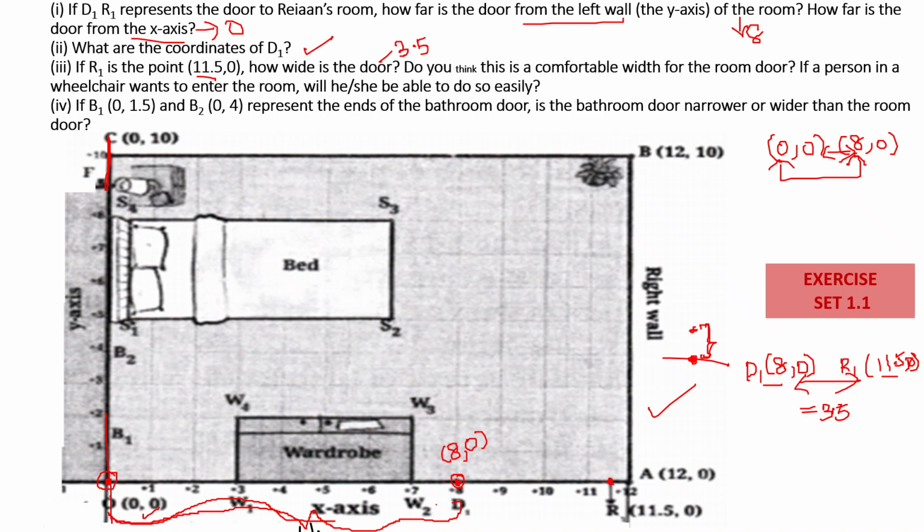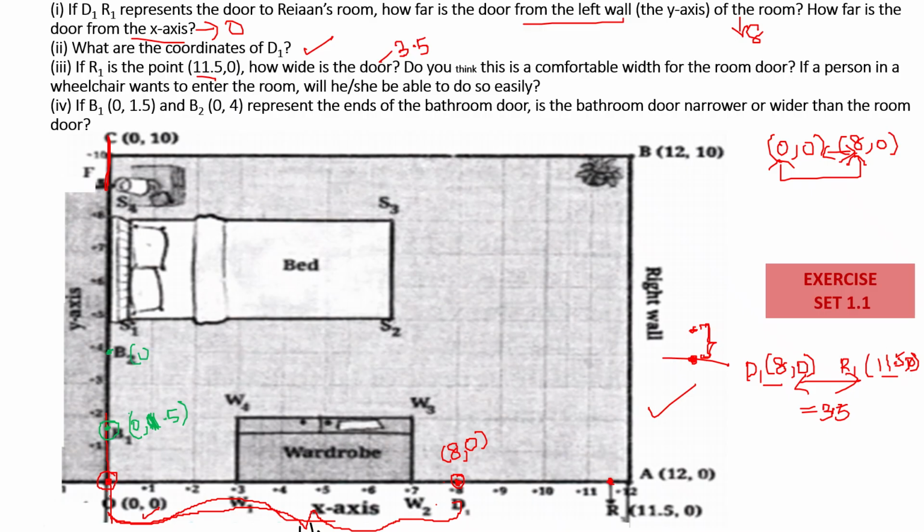And the next question is, if B1 is 0 comma 1.5, where is B1? Yeah, over here. I'll take another color. So B1 is over here. They themselves gave the point. It is 0 comma 1.5. Why 0? Because it is lying on the y-axis. So it is 0 comma 1.5, not 11, 1.5. And B2 is 0 comma 4.